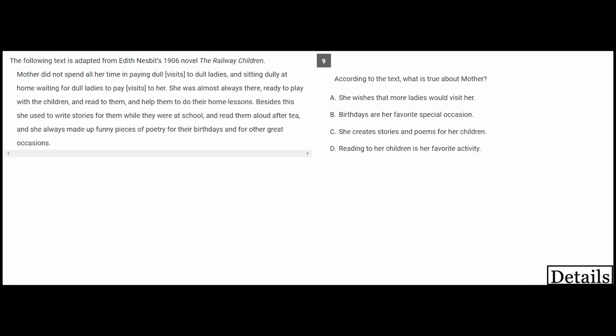The answer choices try to throw you off by being almost correct, but not quite. And for these questions, you don't need to create a test phrase to use against the answer choices. You just look at the choices and then check them with the text. Choice A says, she wishes that more ladies would visit her.